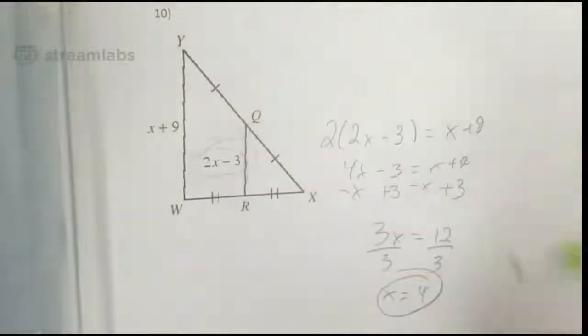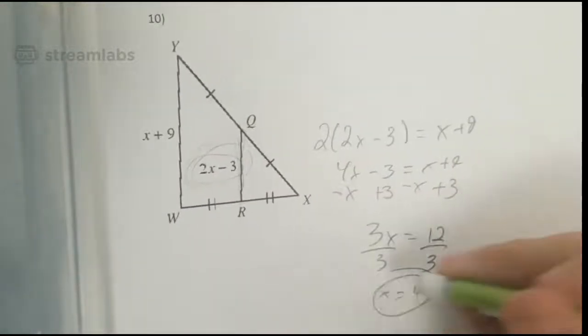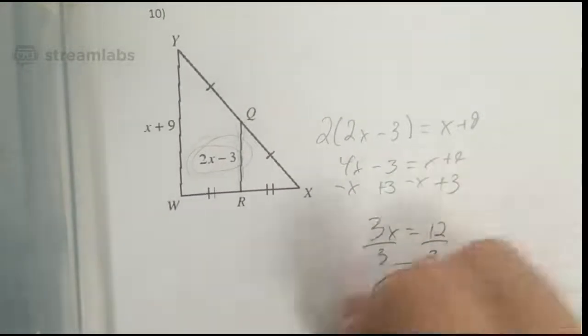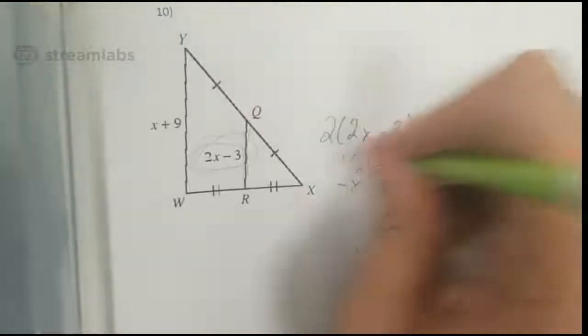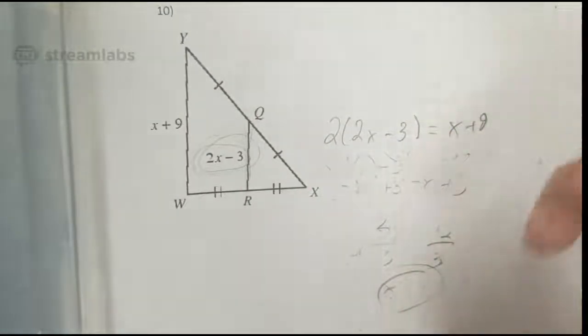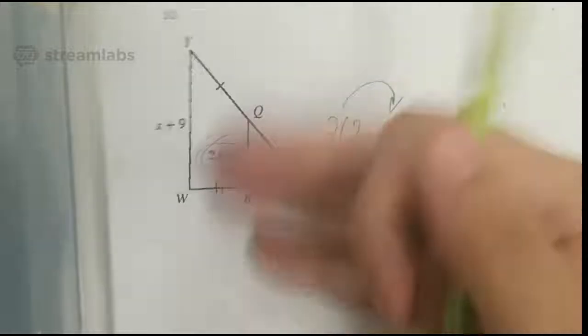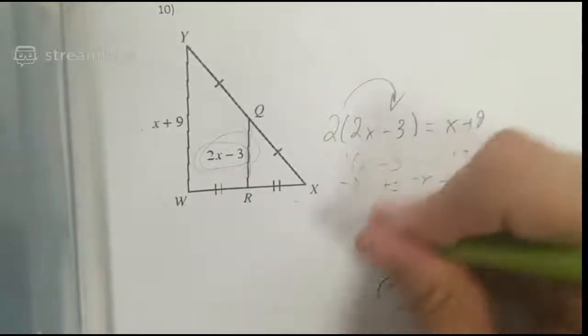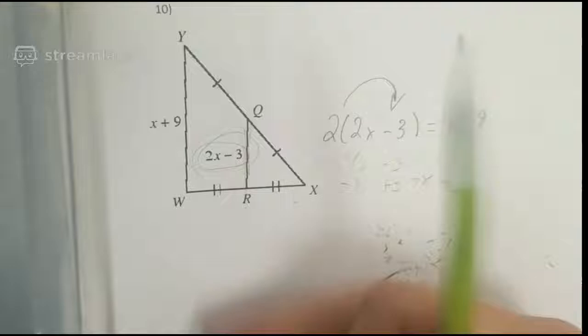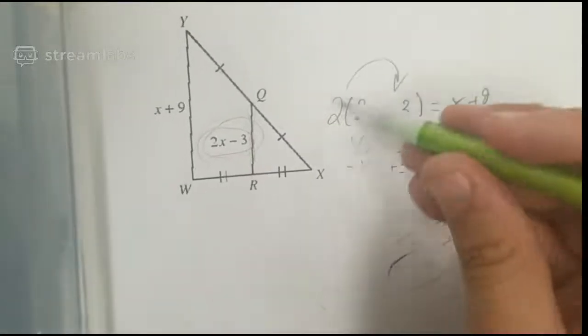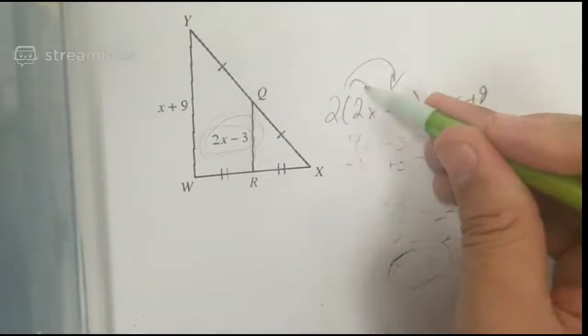Oh, I forgot something. And I made a mistake that a lot of people made. When you distribute the 2, you don't distribute it just to the 2x. You got to distribute also to the 3. So let me fix that right now. And that's what happens when you rush or when you do 5 tests in a row or 4 tests in a row. So you got to distribute to both.